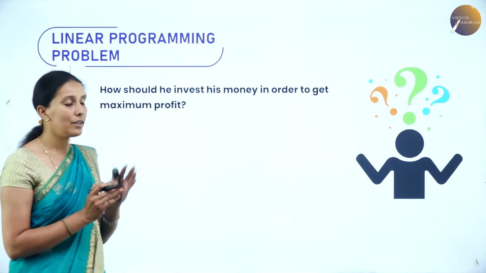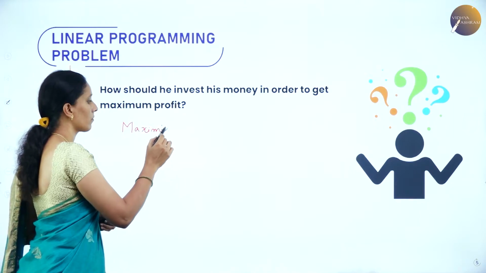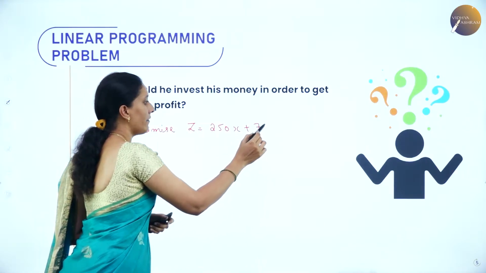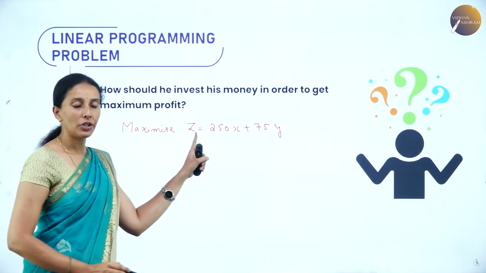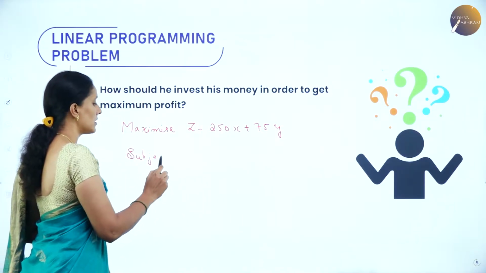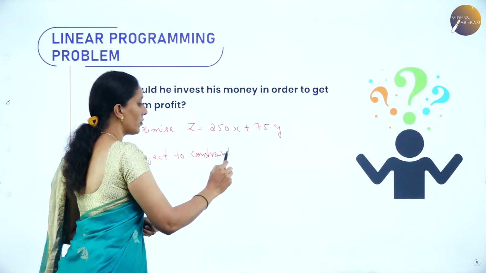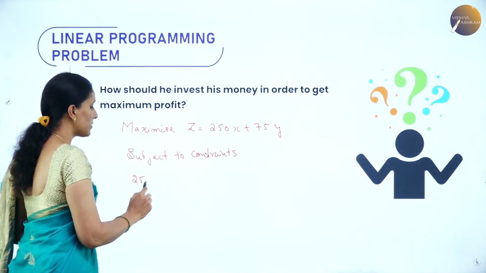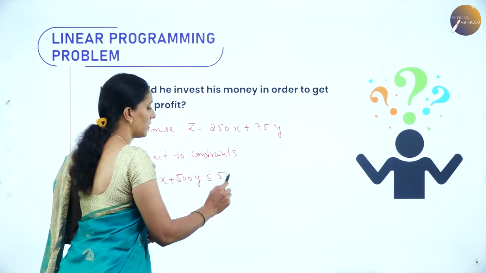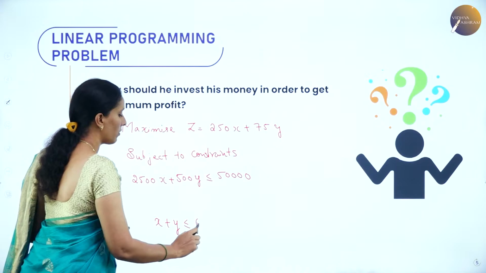And how are we going to write it? We will write it like this: maximize Z is equal to 250x plus 75y. This is the linear function for which we are going to find the maximum value, subject to constraints. So what are the constraints we have here? We have two constraints. One is the investment constraint, and the other one is the storage constraint, that is x plus y less than or equal to 60.